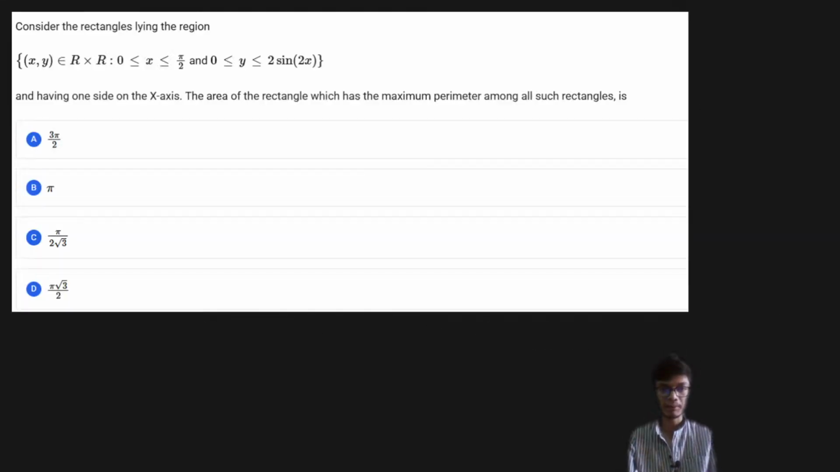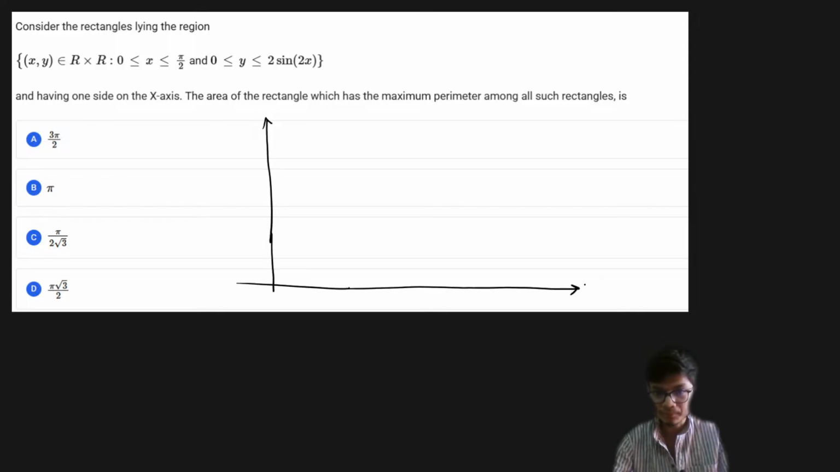The next problem is another problem where you have to calculate the area of a rectangle which is enclosed in between two regions. So let us try to draw and plot the region first and foremost. If you look at the region over here, it is bounded as, so x is between 0 and pi by 2, 0 and pi by 2, right?